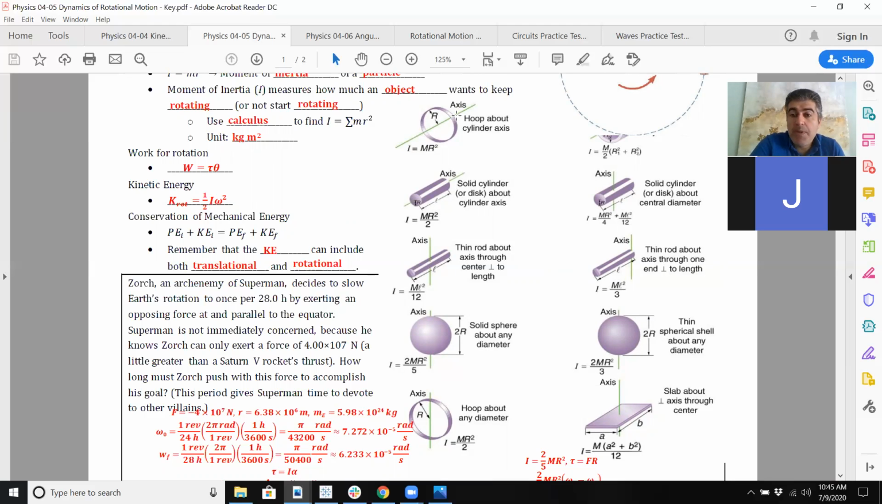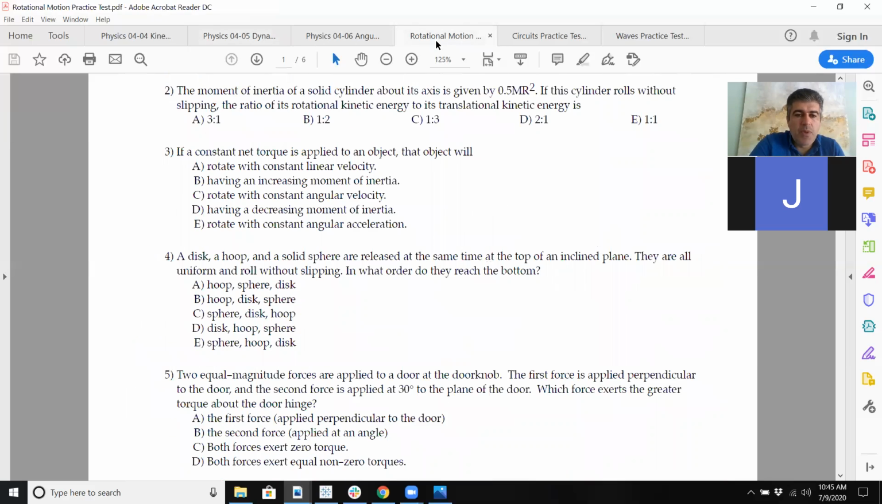Anyway, so the hoop has the highest inertia. That's going to be the slowest. That's going to be second, and that will be fastest. So they want us to go in order. Which order do they reach the bottom? The sphere is going to hit the bottom first, then the disk, then the hoop. That's why it's C. So again, the sphere had a lower inertia, so it's going to get there faster. So it reaches the bottom first, then second and third.